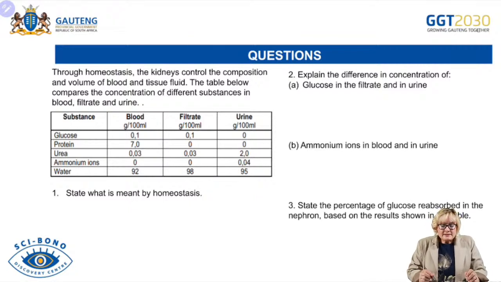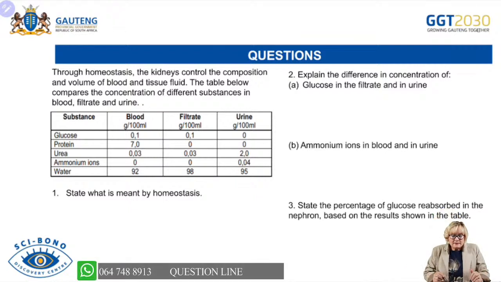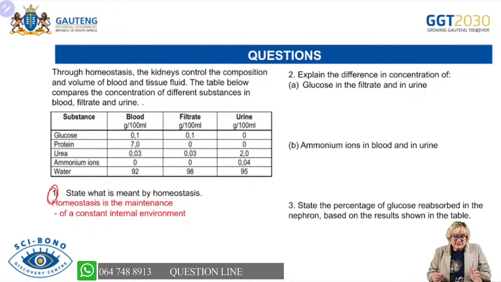Okay, this question is telling us that through homeostasis, the kidneys control the composition and volume of blood and tissue fluid. The table below compares the concentration of different substances in blood, filtrate, and urine. All right, I'm sure you have seen a question like this in your papers. They say, state what is meant by homeostasis. That's a question that you must be able to answer now, because it's the maintenance of a constant internal environment.